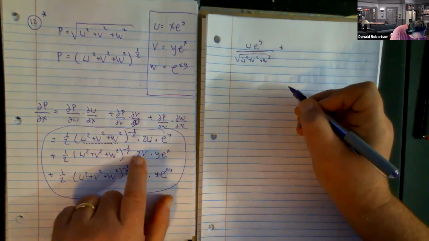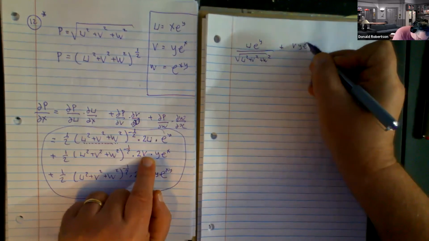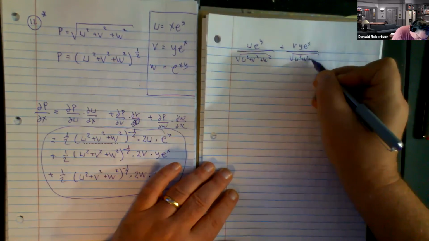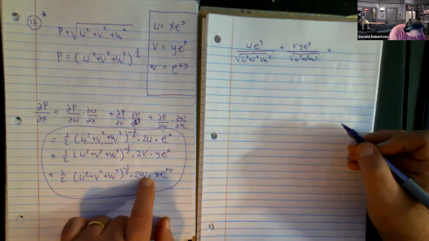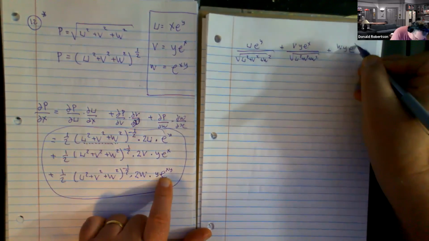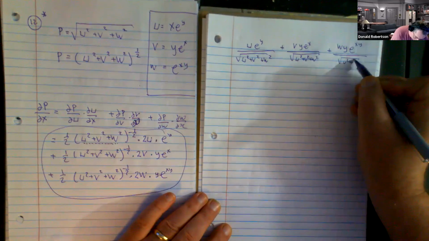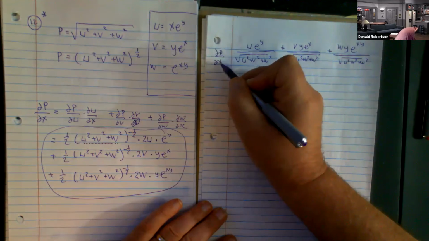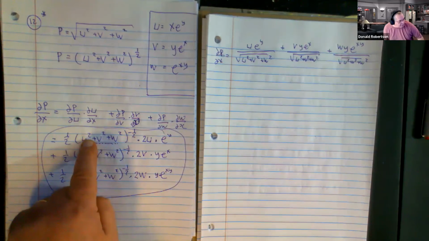If I go to the next one, the 2 and that cancel, and I'm left with these three guys. So v, y, e to the x, still over the square root of u squared plus v squared plus w squared. And lastly, these two together, what you're left with is w, y, e to the xy, all over the exact same square root as everyone else. So actually I did manage to get it into one line. I wasn't expecting to do that. So far so good.